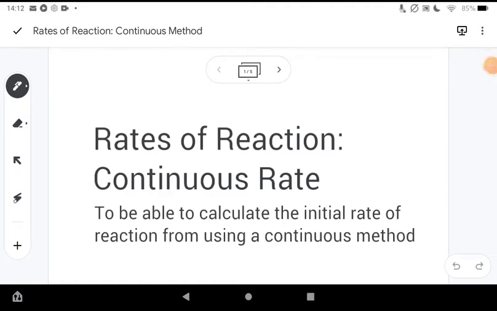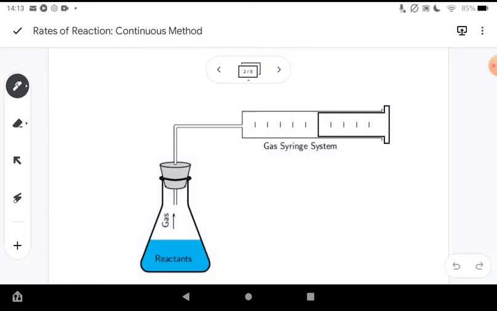Here we're going to have a look at the continuous rate of reaction, sometimes referred to as the initial rate of reaction. So this is a method to find out the rate of reaction of a reaction. So we're going to have a go at looking at the method for this. So let's start off here.